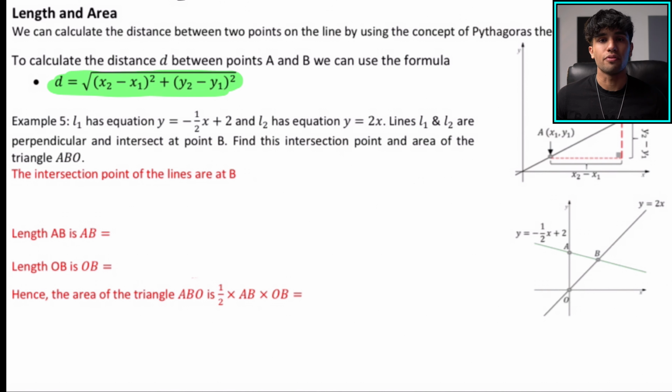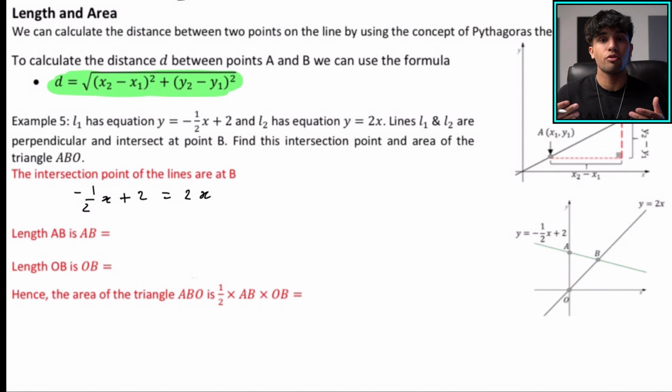In example 5, we're given two lines which are perpendicular to each other. Now we have to find the point in which they intersect and the area between them. Let's start with the intersection of both lines. To find that out, we equate our equations together. So we're equating minus a half x plus 2 is equal to 2x.